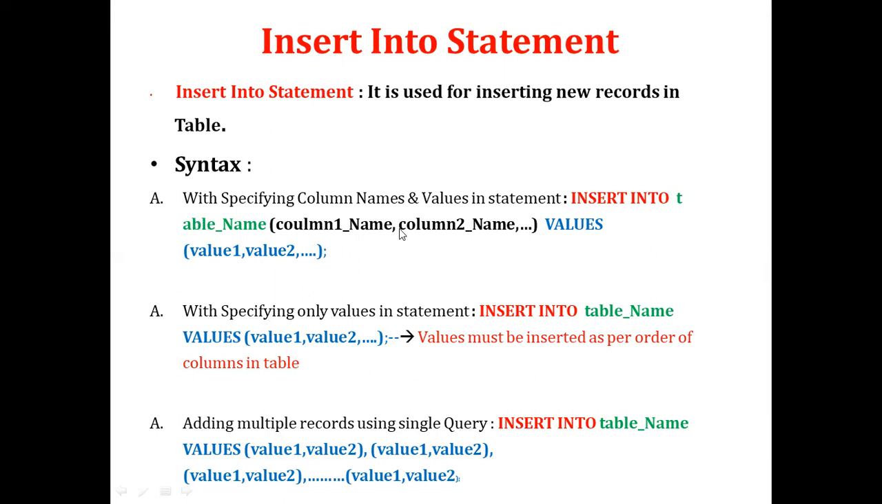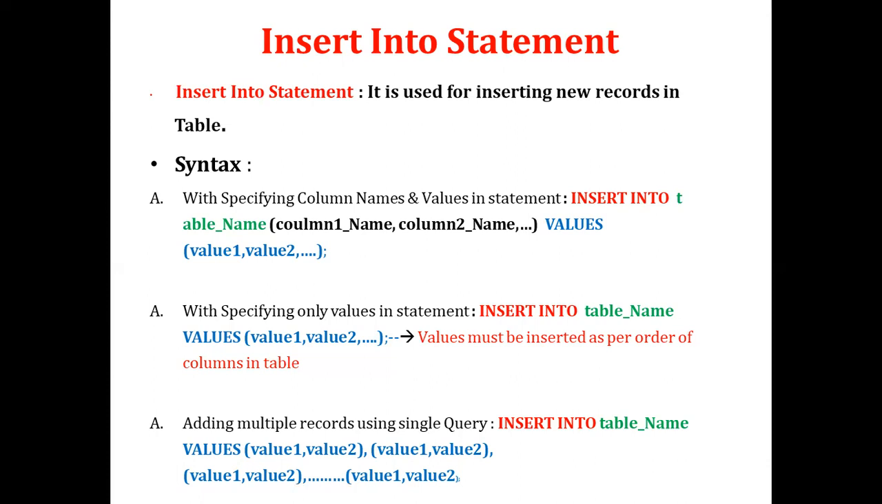Otherwise, instead of writing the column names directly, you can put down the values. If you have to mention more than one record, then for each and every record we have to mention one pair of round brackets. So value 1, value 2 is for the first record. Another round bracket is for the second record, and so on. So with the help of an INSERT INTO statement, we can provide the values for the columns, for one record or another record.